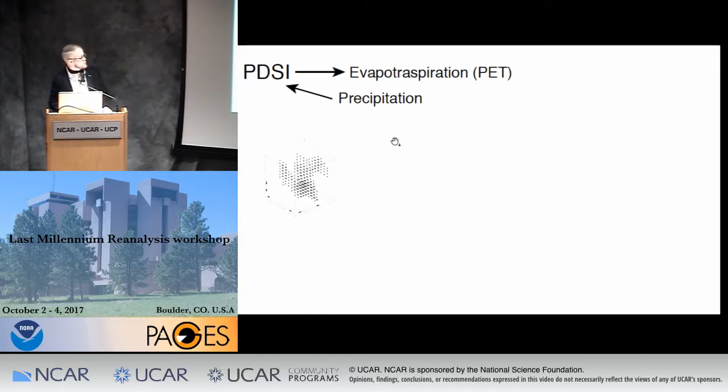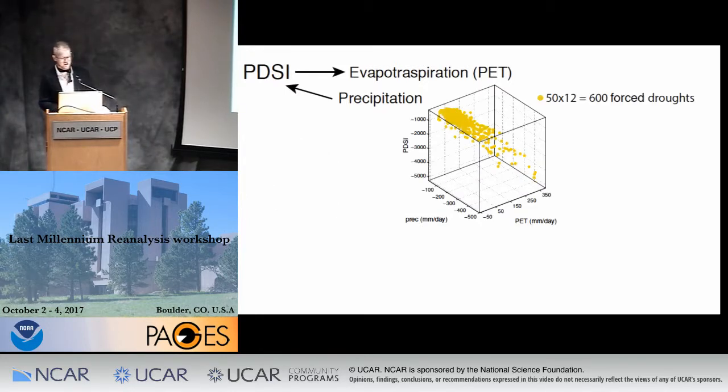So in the same sense that we summed the PDSI over all the grid points in a drought to get this severity index, we could sum the precipitation during that drought and the PET to get a precipitation and PET deficit during these drought features. So this is exactly what I've done here. We got PDSI, or the severity, on this axis, precipitation here, and PET here.